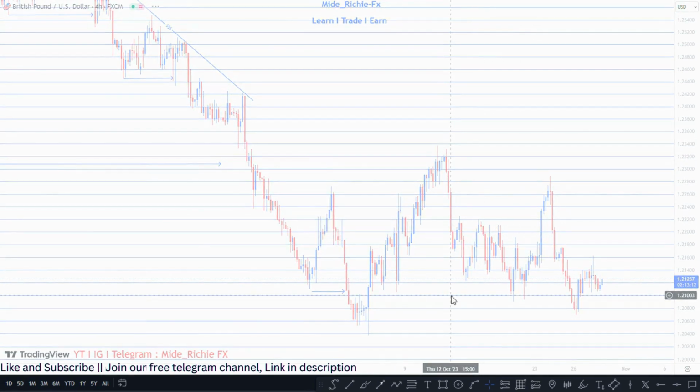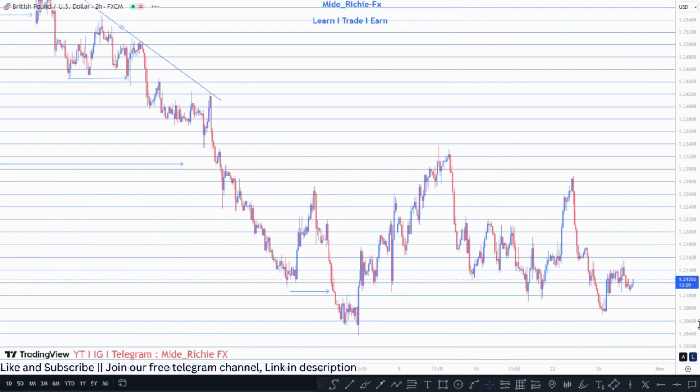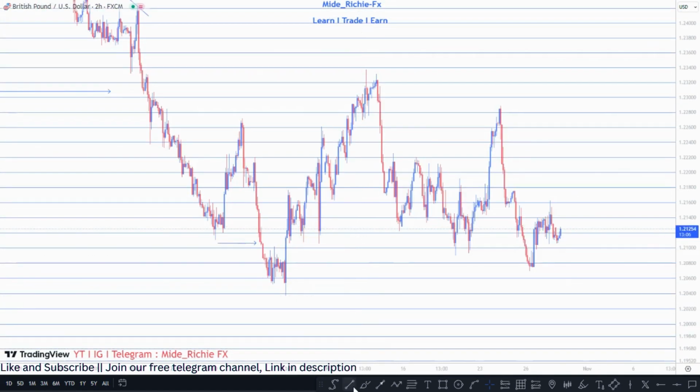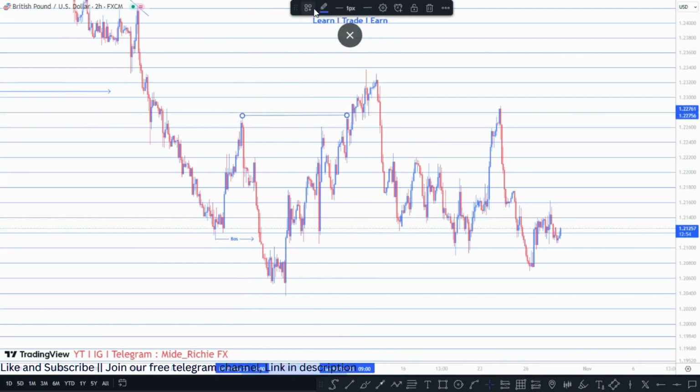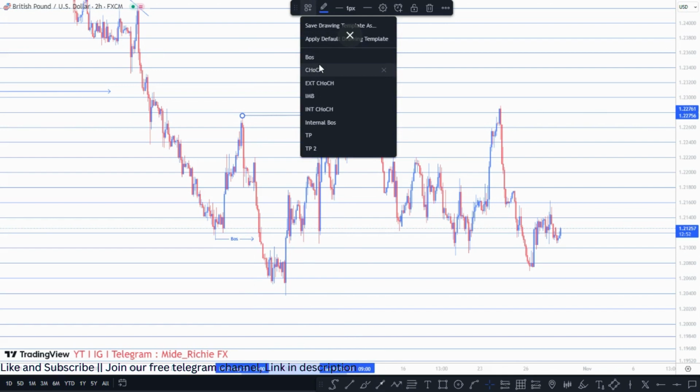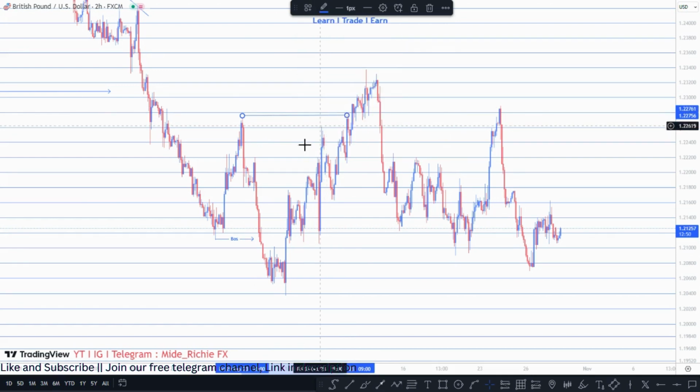Let's get to the 2 hour. Let's see that. All right. So now here in the 2 hour time frame, you guys can see that we have this break of structure right here that I marked earlier. Okay, that's a nice break of structure. And here we had a nice change of character. This is not really a valid overall change of character. This is basically an internal change of character.